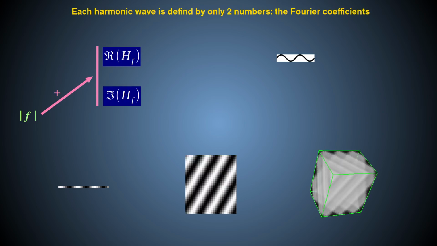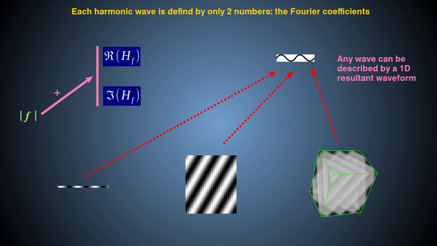The answer is that each wave, regardless of its dimensionality, can be described by a single one-dimensional resultant wave. Because this resultant is always a one-dimensional waveform, it has only one amplitude and one phase. The Fourier coefficients therefore specify the phase and amplitude of this single resultant 1D wave at each frequency.